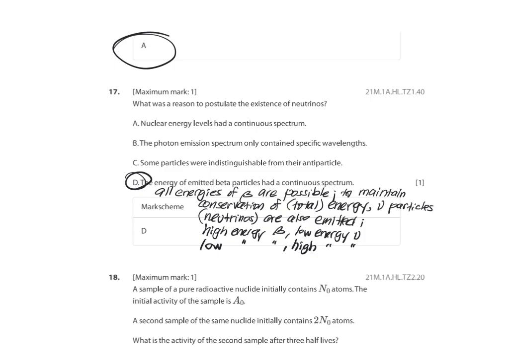So yeah, if the betas that pop out in beta emission can have all energies, so you have a continuous spectrum of energy, then in order to maintain the total energy in the process, neutrinos are emitted as well. So if a high energy beta pops out, then a neutrino pops out, but it's low energy. If it's a low energy beta that pops out, then a high energy neutrino joins it, so that the sum of the energy is the same as the sum of the energy to start. But there you go. It's that beta situation. All right, choice D. Next question, 18.